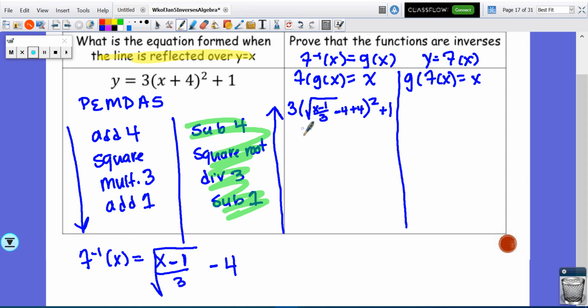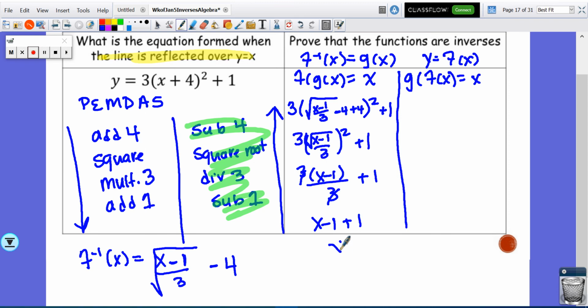All right, so now I'm going to go through and do the math. So 3 times the square root of x minus 1 over 3, minus 4 plus 4 is 0, so that goes away, and squared plus 1. And here, the square root cancels out because of the squared, so we're left with x minus 1 over 3 plus 1. And then here, the 3's cancel out. We end up with x minus 1 plus 1, and we just get x. So we proved it for f of g of x.